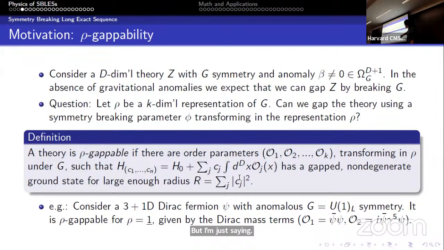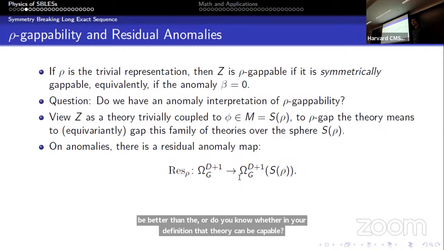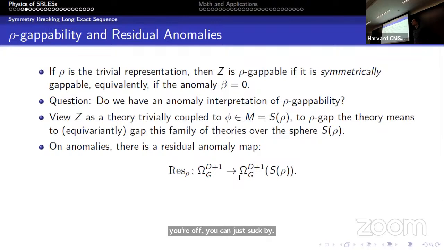But how do you know, if you just choose some representation, and this deformation might even be an irrelevant deformation, whether in your definition that theory can be gappable? How do you test it? Sometimes it cannot be solved, but like a free fermion you can just solve by solving the spectrum because it's a quadratic term. Yes, but in general, we'll see. We'll have an algorithm similar to that. We can talk about it. Okay, good. Thanks. Yep. So great.